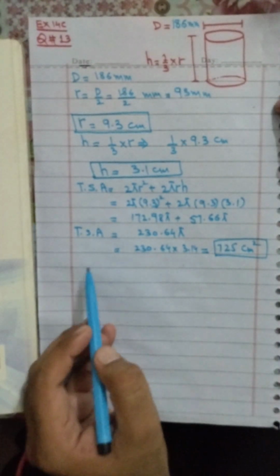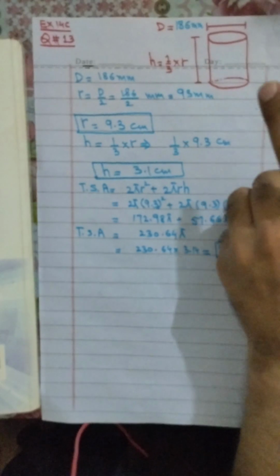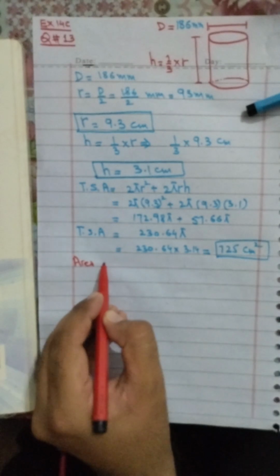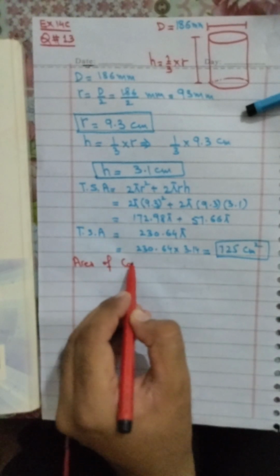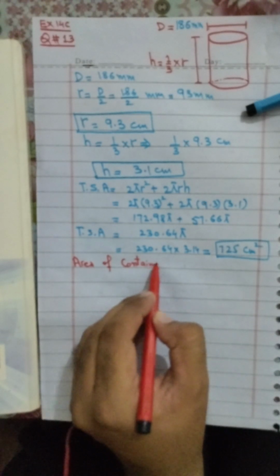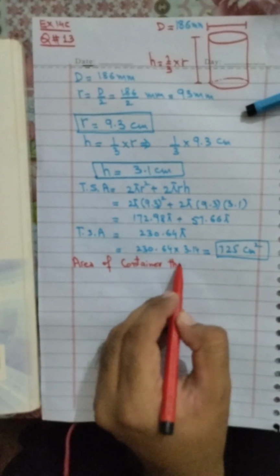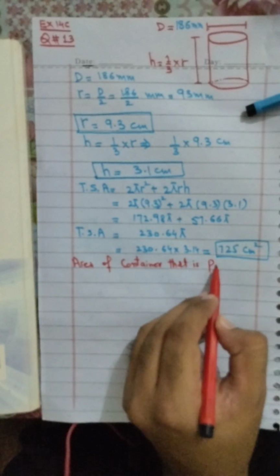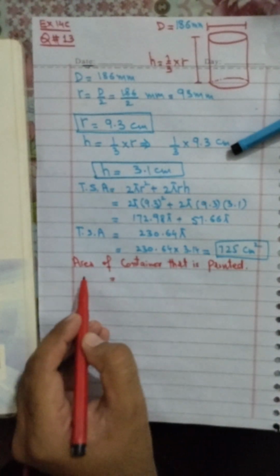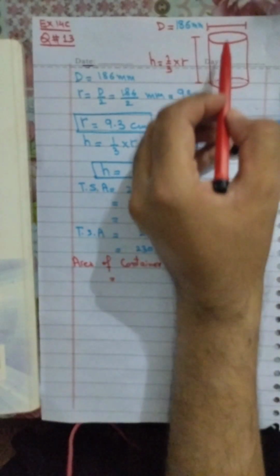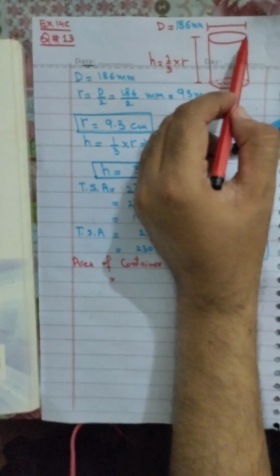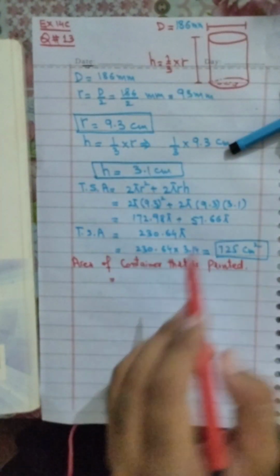Now we have to find the area of the container that is to be painted. As he told us, its base is painted but the upper one, the lid, is left out. It means we will remove its lid.